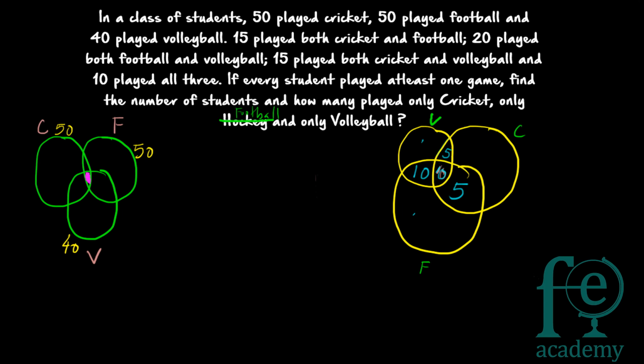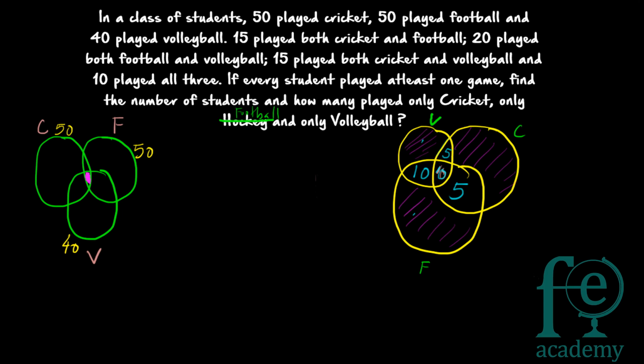Now you have to find out how many students are there in total. It is not given. And how many played only cricket, only football and only volleyball. So that is what you have to find out. So that means you have to find out this portion. So this portion will be representing only volleyball, and this portion will be representing only cricket, and this portion will be representing only football. So before you go into that, let's find out the number of students.